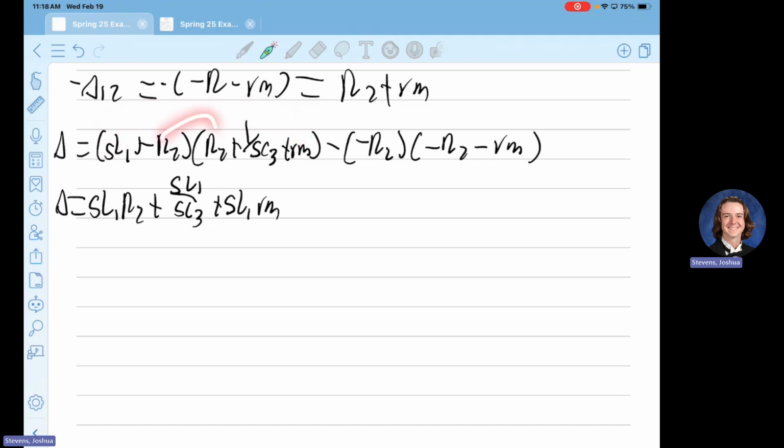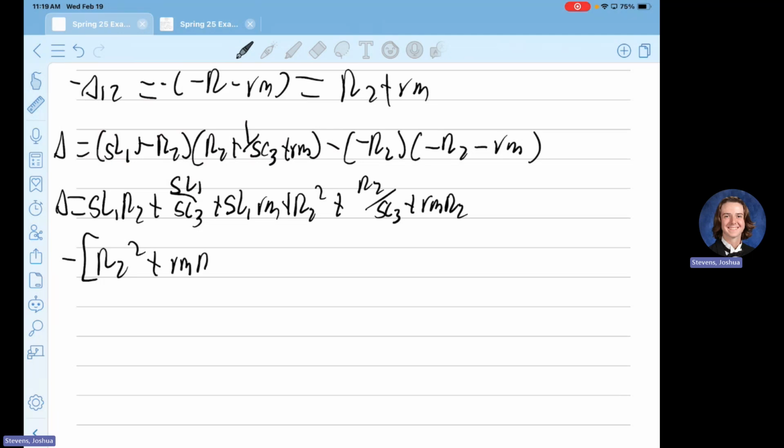Now I go from here to here, which is plus R2 squared plus R2 over SC3 plus RM R2. Okay. So I am done with that. Y'all agree? Do y'all agree with how I got everything? Cool. All right. Now we do a minus, and I do a whole different fraction. So I have an R2 and an R2, so R2 squared. And that's a negative times a negative, so it's positive. And I have negative R2, negative RM, so that becomes RM R2.